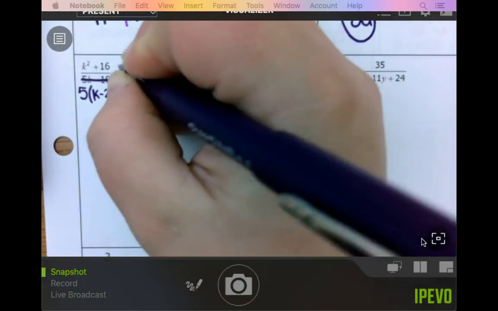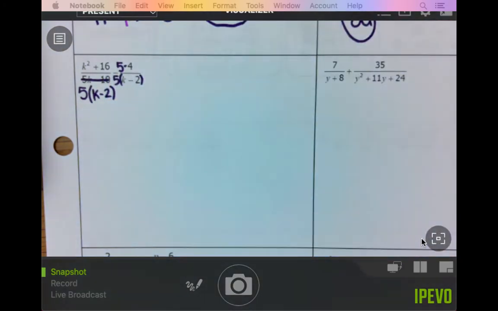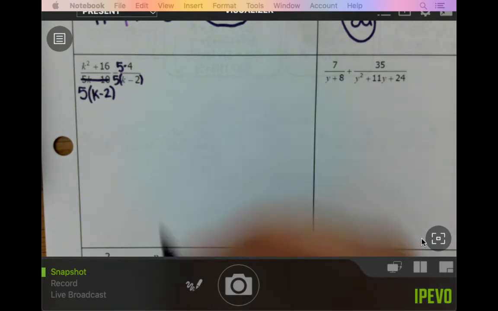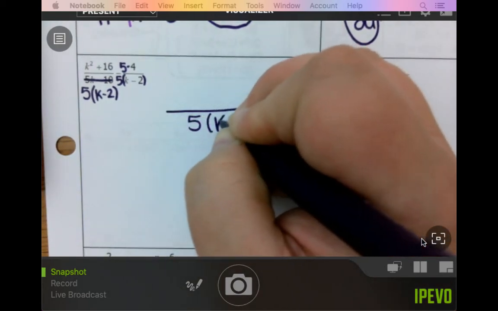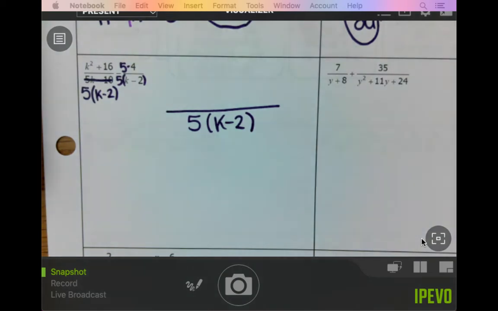The 5. So we're going to multiply that right here. And the only reason I'm writing it on that side is so it looks identical or on the same side as the 5 on the other one. So then my new denominator is 5 times k minus 2. Don't multiply that together. Some of you are going to want to because we're used to it. Keep it factored, otherwise you won't be able to see what cancels.